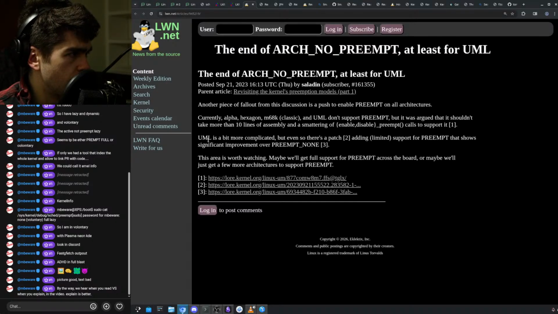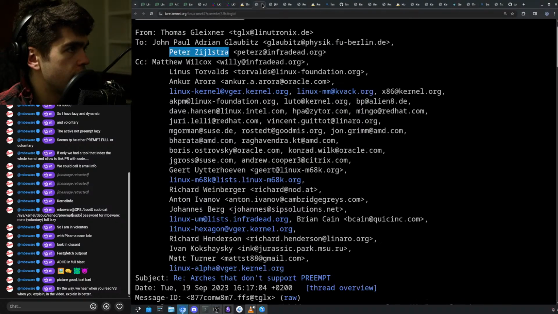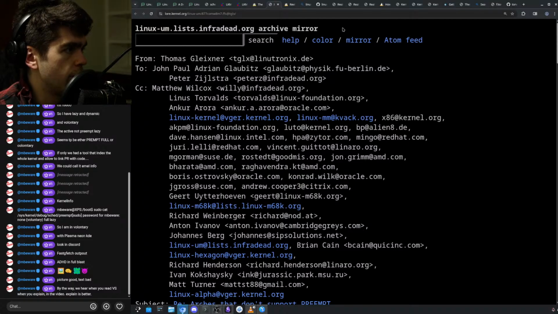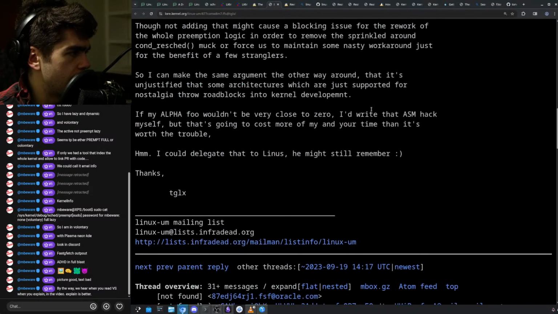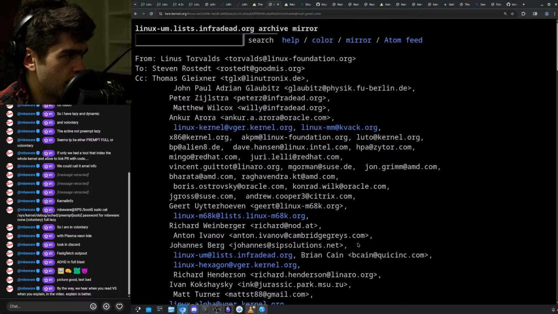Okay. So, called supported. UML is a bit more complicated, but even so, there's a patch that added limited support for preempt. Okay, so what I want to see, sorry, let me close all of that, open that back up, because I've read through these. Linus has actually shown some interest here.